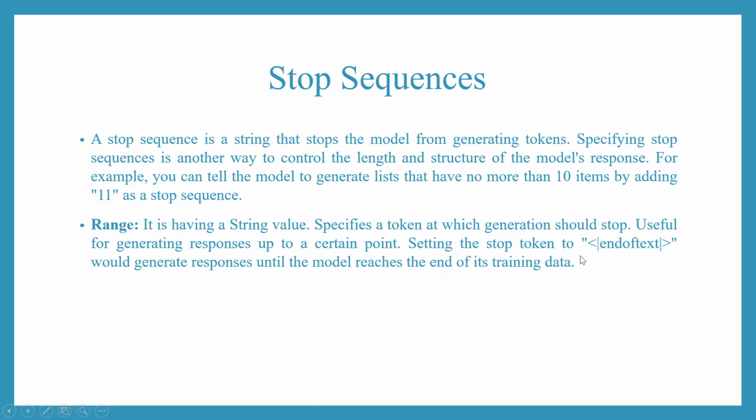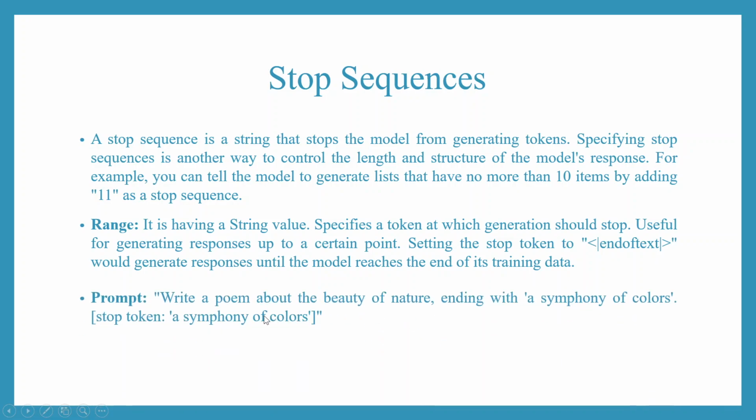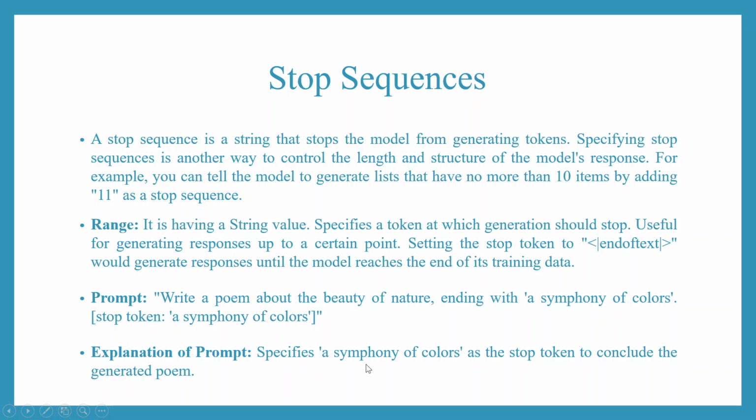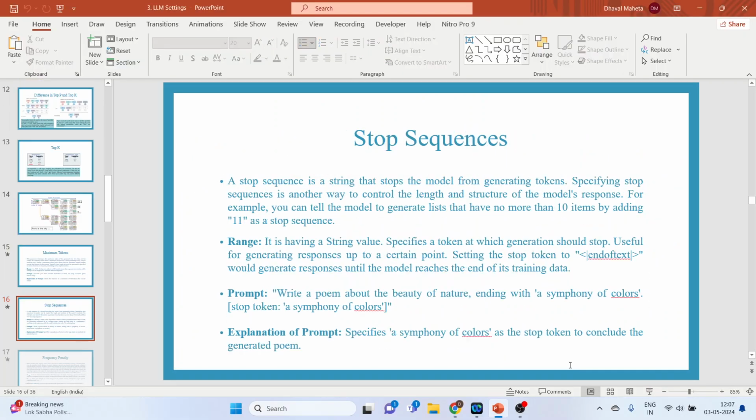Setting the stop token will specify some text, some words or some sentence here. Setting the stop token would generate a response until the model reaches that point. Prompt: Write a poem about the beauty of nature ending with a symphony of colors. Stop token: a symphony of colors. Explanation of the prompt: it specifies a symphony of colors as the stop token to conclude the generated poem.